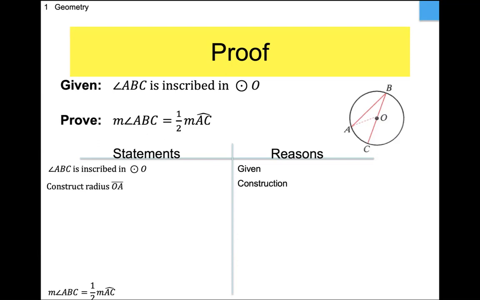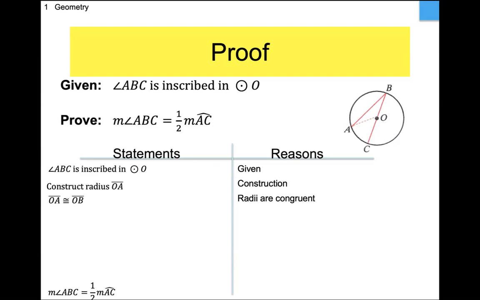And now, wait a minute. If I made a radius OA, well, OB and OC are all radii as well, too. I'm going to ignore OC for a second and just look at OB. So if OA and OB are both radii of the same circle, then they must be congruent to each other, because all radii of the same circle are congruent to each other.